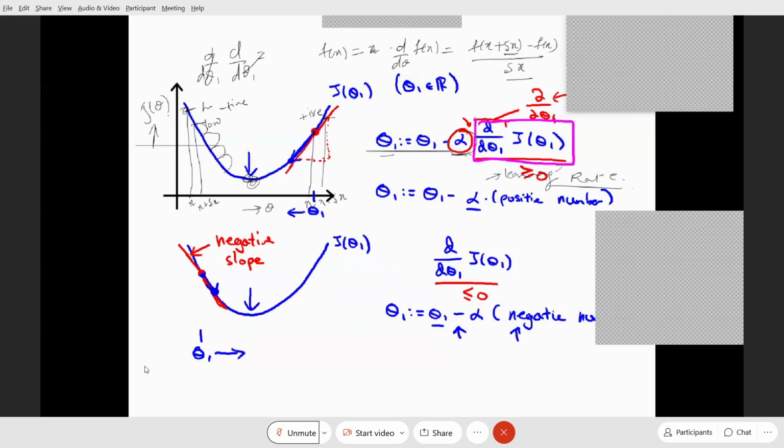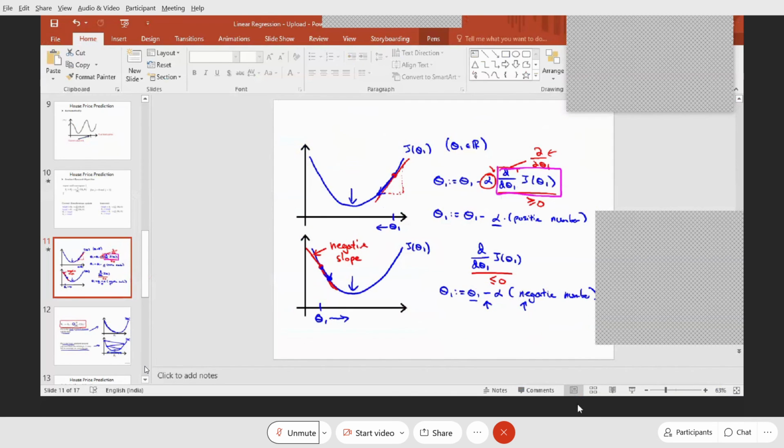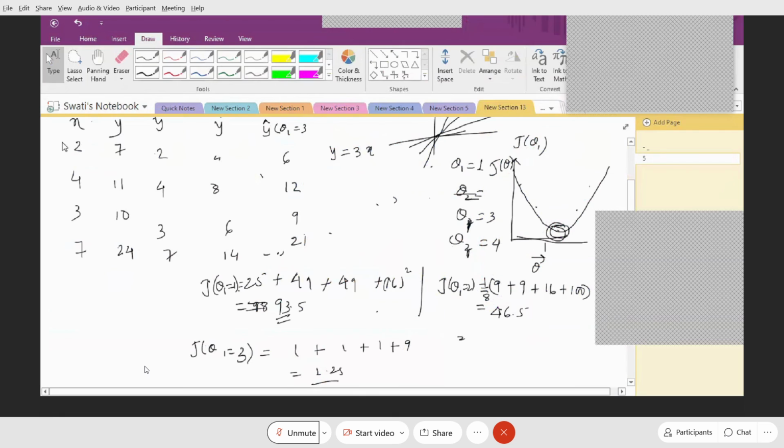I think I'll stop at this point, up to this concept, and I want all of you to take a while and understand and absorb what I've said up to now, and try and work out this problem which I have shown in OneNote. Note down this problem, x and y: 2, 7; 4, 11; 3, 10; and 7, 24.